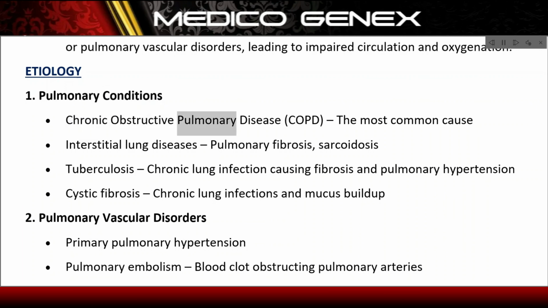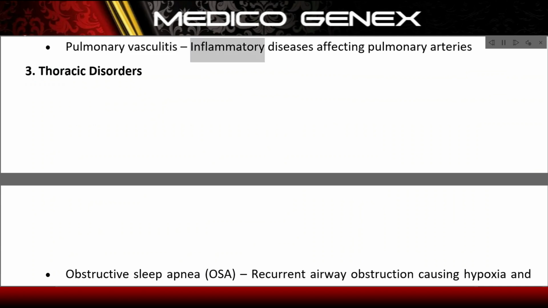Chronic obstructive pulmonary disease, COPD, the most common cause. Interstitial lung diseases, pulmonary fibrosis, sarcoidosis. Tuberculosis, chronic lung infection causing fibrosis and pulmonary hypertension. Cystic fibrosis, chronic lung infections and mucus buildup. 2. Pulmonary vascular disorders. Primary pulmonary hypertension. Pulmonary embolism, blood clot obstructing pulmonary arteries. Pulmonary vasculitis, inflammatory diseases affecting pulmonary arteries.